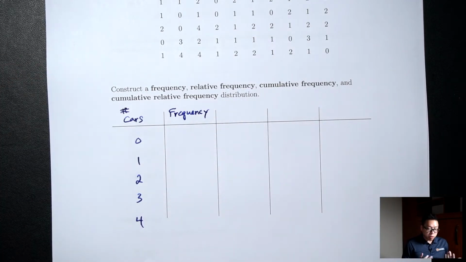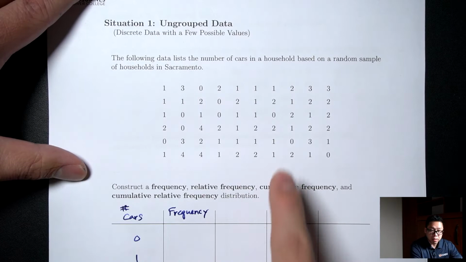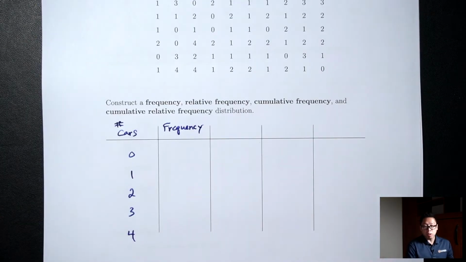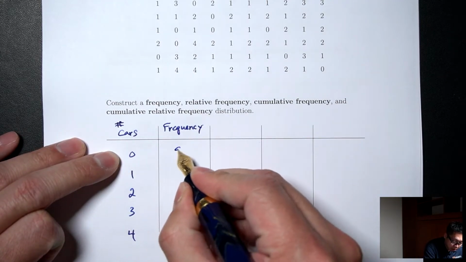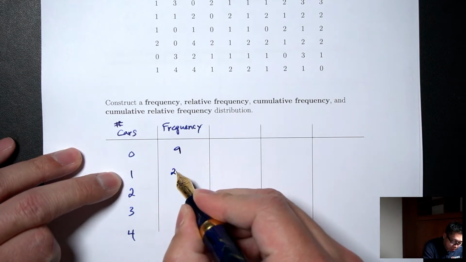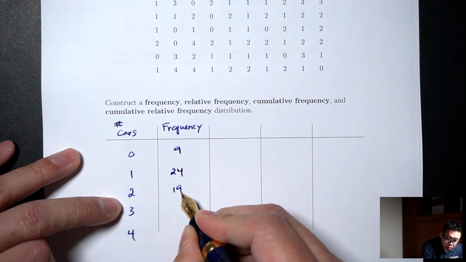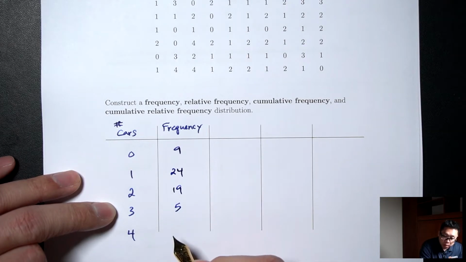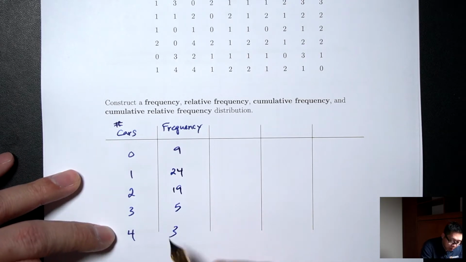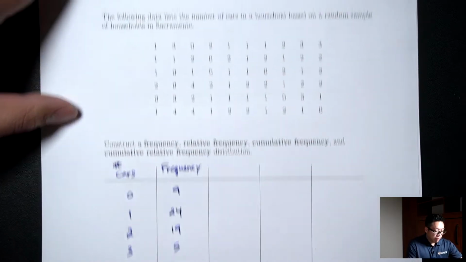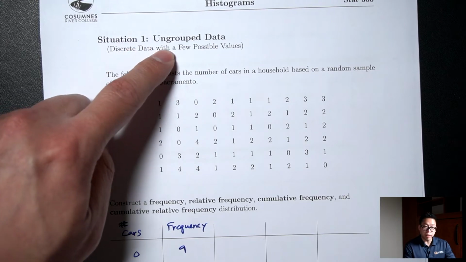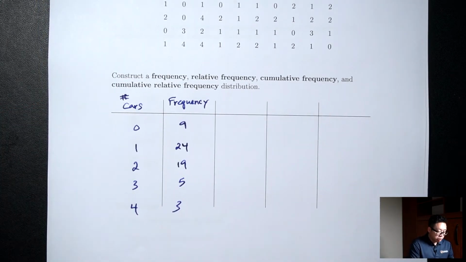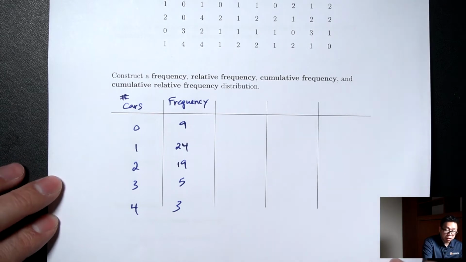Frequency means how many, so we're just going to count how many zeros are in my data set, how many ones, and so on. Now, on your lab, we're going to use R to help us count. So let me just tell you what the frequencies are. If you count, there are 9 zeros, there are 24 ones, 19 twos, 5 threes, and 3 fours. And that's how you find the frequencies for situation 1. I'm going to call it ungrouped data. Now, let me skip to situation 2 so that I can tell you the difference.